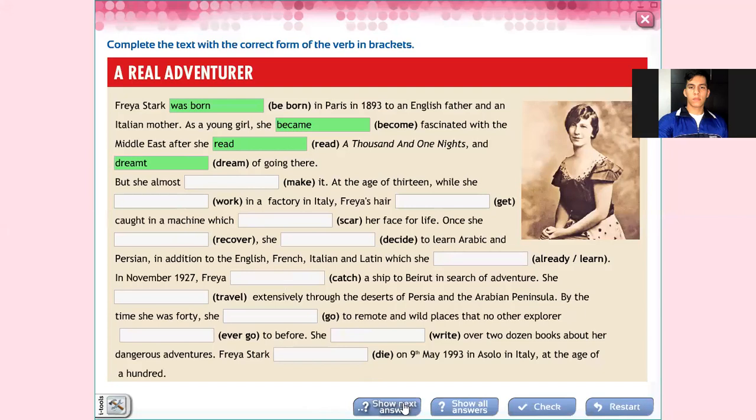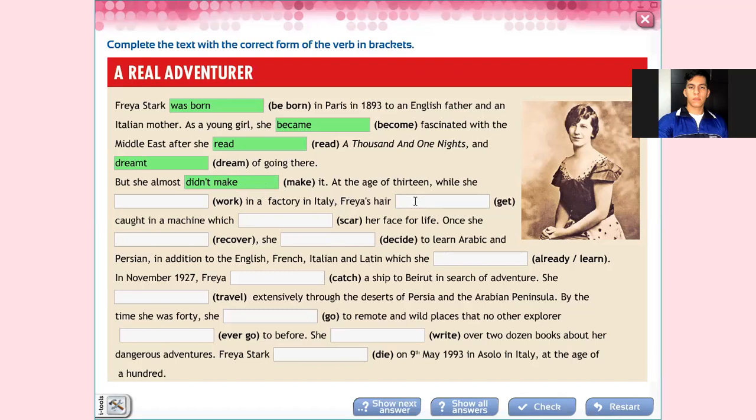No participation, Elias. Zero participation. Jose. A ver, Melanie Vélez. But she almost made it. Didn't make it. Negative. According to the story, no?